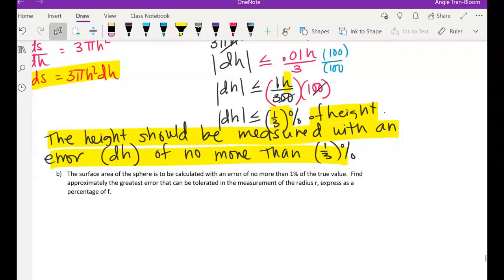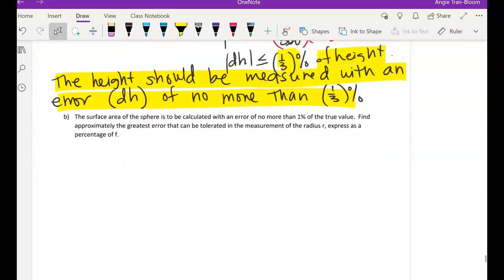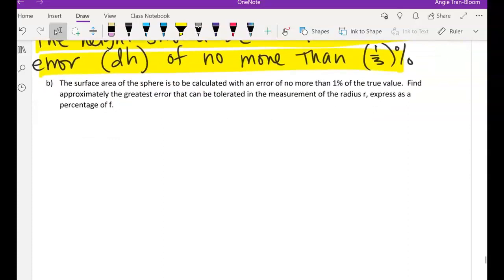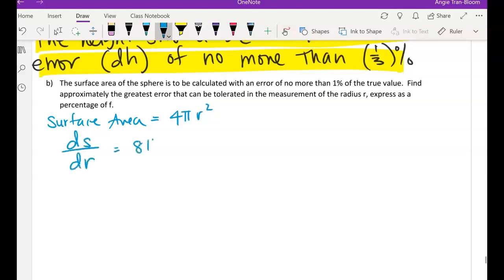Last problem of chapter 4. The surface area of the sphere is to be calculated with an error of no more than 1% of its true value. Again, this darn no more than 1%. So I would need a surface area. That means the surface area of the sphere is going to be 4 pi r squared. I'm probably going to need to do the derivative with respect to r. That's 8 pi times r. Let's solve for ds. So ds equals 8 pi r dr. All right, let's leave it alone.